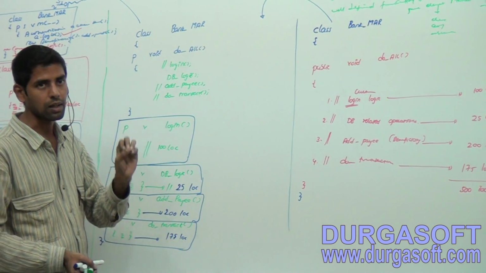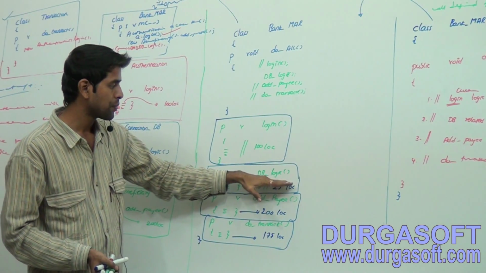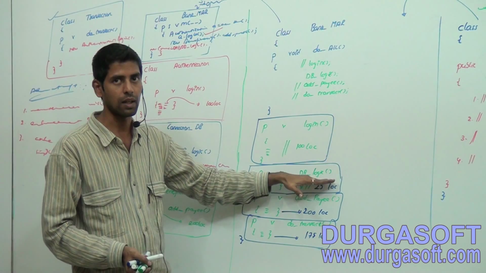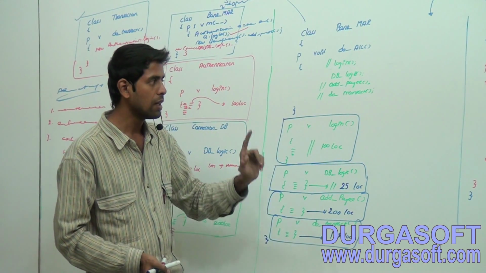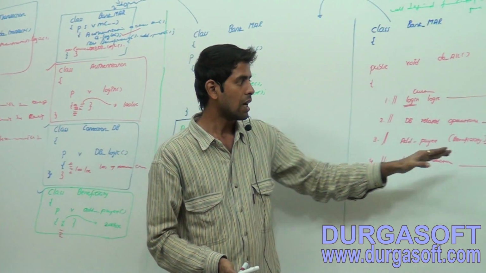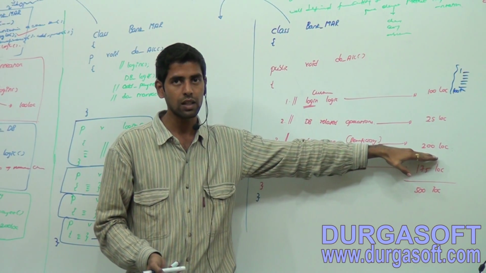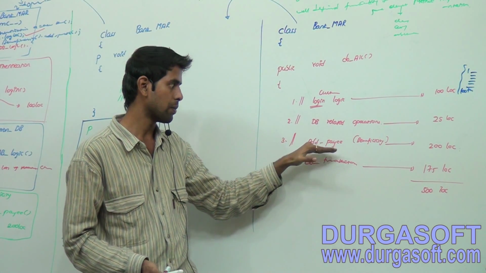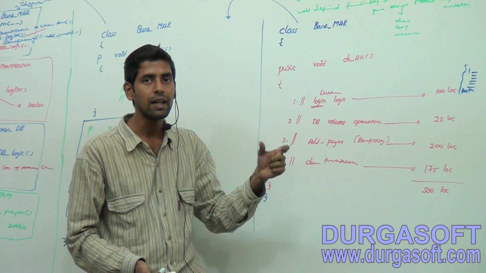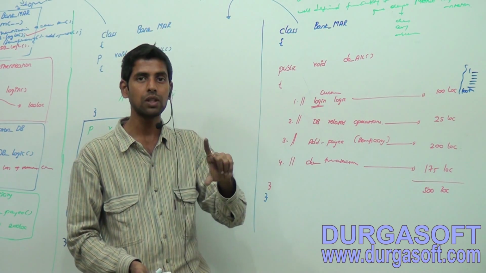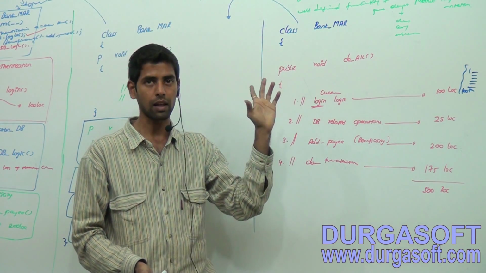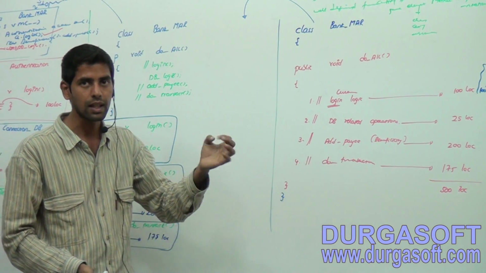Another user defined method. What is that? DB logic method. Okay, now coming to the other, what is this? The remaining 200 lines of code are related to add payee, that is adding a beneficiary person who is available at another bank, or else within that same bank itself.